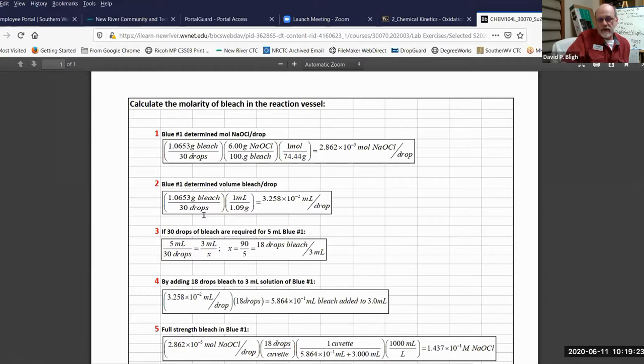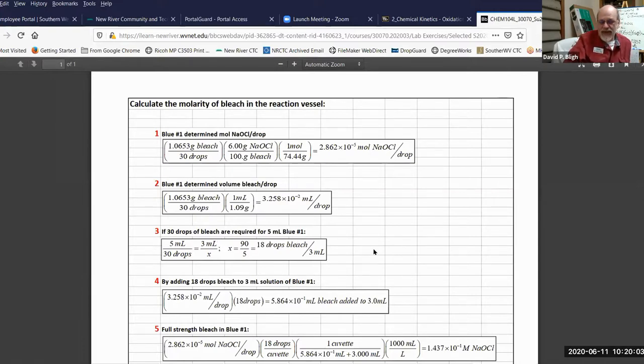It only holds 3 mLs. So in this case, we're talking about 30 drops in 5 mLs will give you that reaction. But we use a ratio to find out how many drops you need in 3 mLs, because the reaction vessel in the spectrophotometer, called a cuvette, only holds 3 milliliters. So we need to prorate the number of drops of bleach to 3 milliliters, and that's what this step is for.